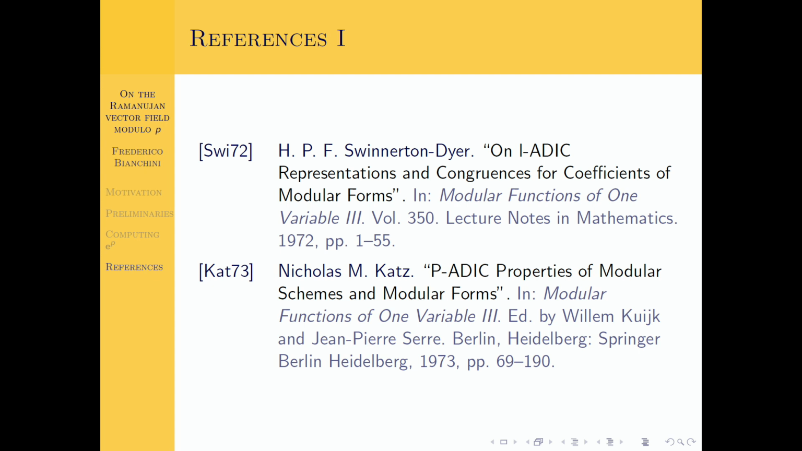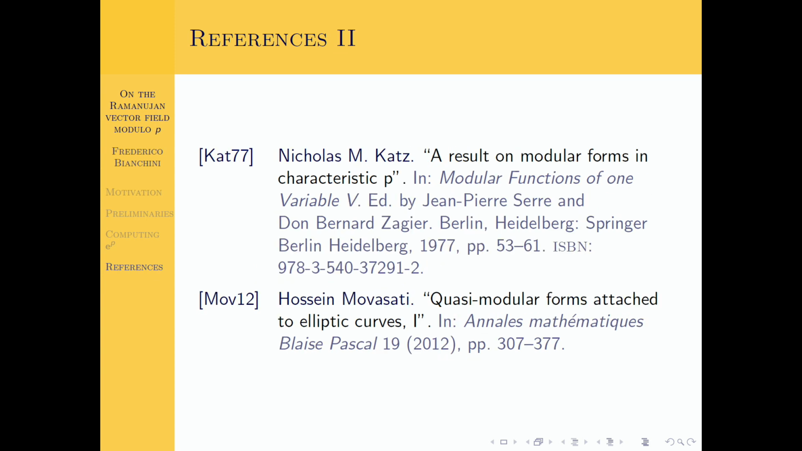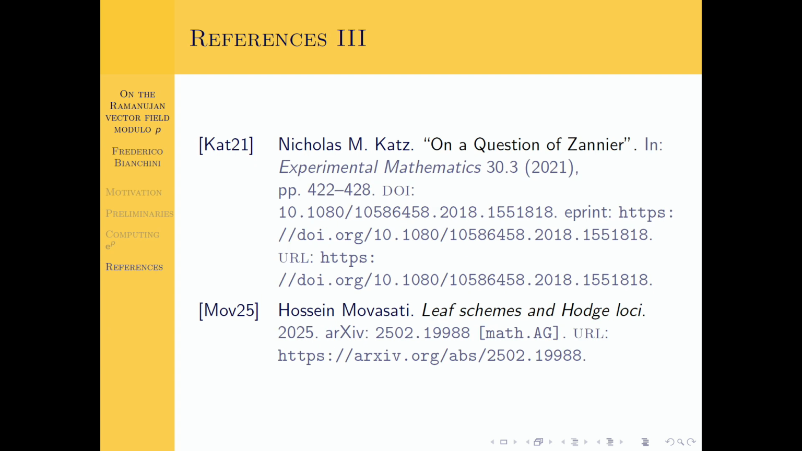Here are some of the references. This is Swinnerton-Dyer's original article that I use a lot. And these are Katz's articles where these polynomials alpha P and beta P appear. This is Movasati's original article where he studies the Ramanujan vector field. And this is the last, where beta P is studied by Katz. And this is where Movasati studies the Ramanujan vector field modulo P as well.